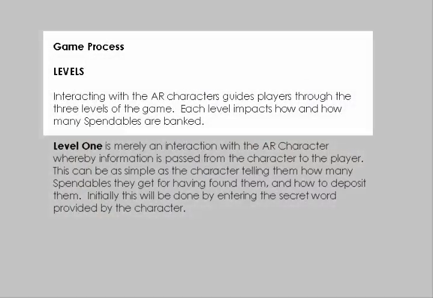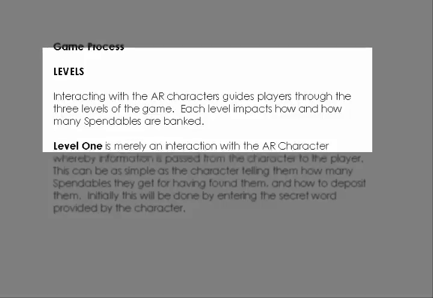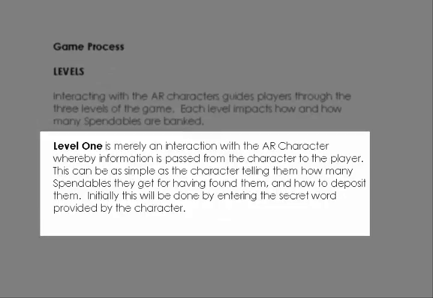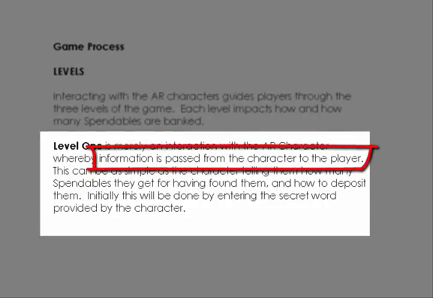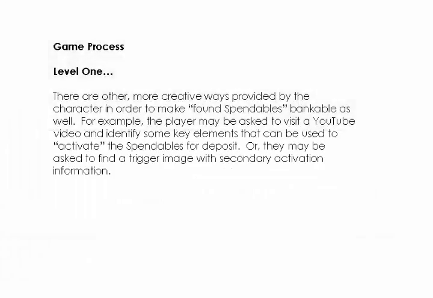The game process has 3 different levels. Interacting with the AR characters guides players through the 3 levels of the game. Each level impacts how and how many spendables are banked. Level 1 is merely an interaction with the AR character, whereby information is passed from the character to the player. This can be as simple as the character telling them how many spendables they get for having found them and how to deposit them. Initially, this will be done by entering the secret word provided by the character. There are other more creative ways provided by the character in order to make found spendables bankable as well.